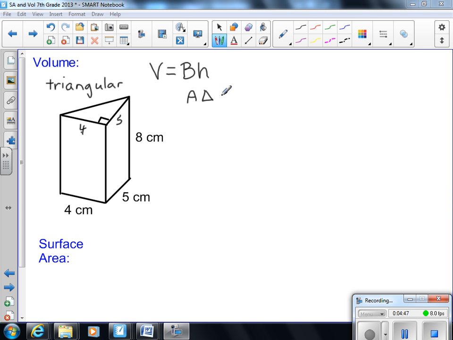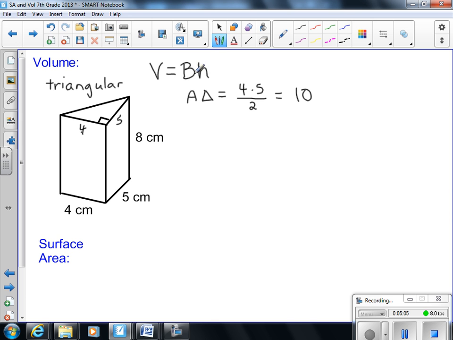So we want to find the area of the triangle. We're going to take 4 times 5 and then what? Divide by 2 because it's a triangle. And that gives you 10. 4 times 5 is 20, divided by 2 is 10.